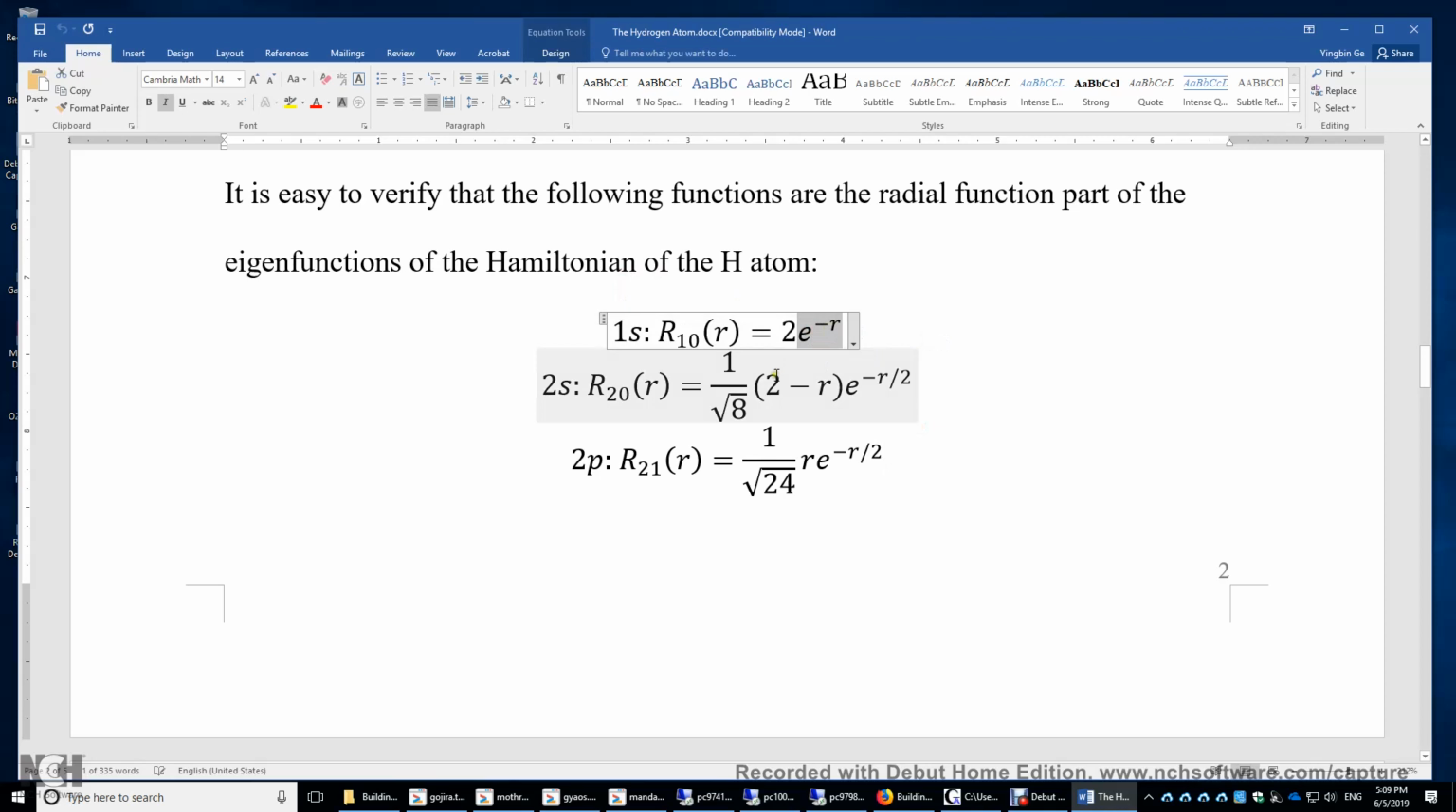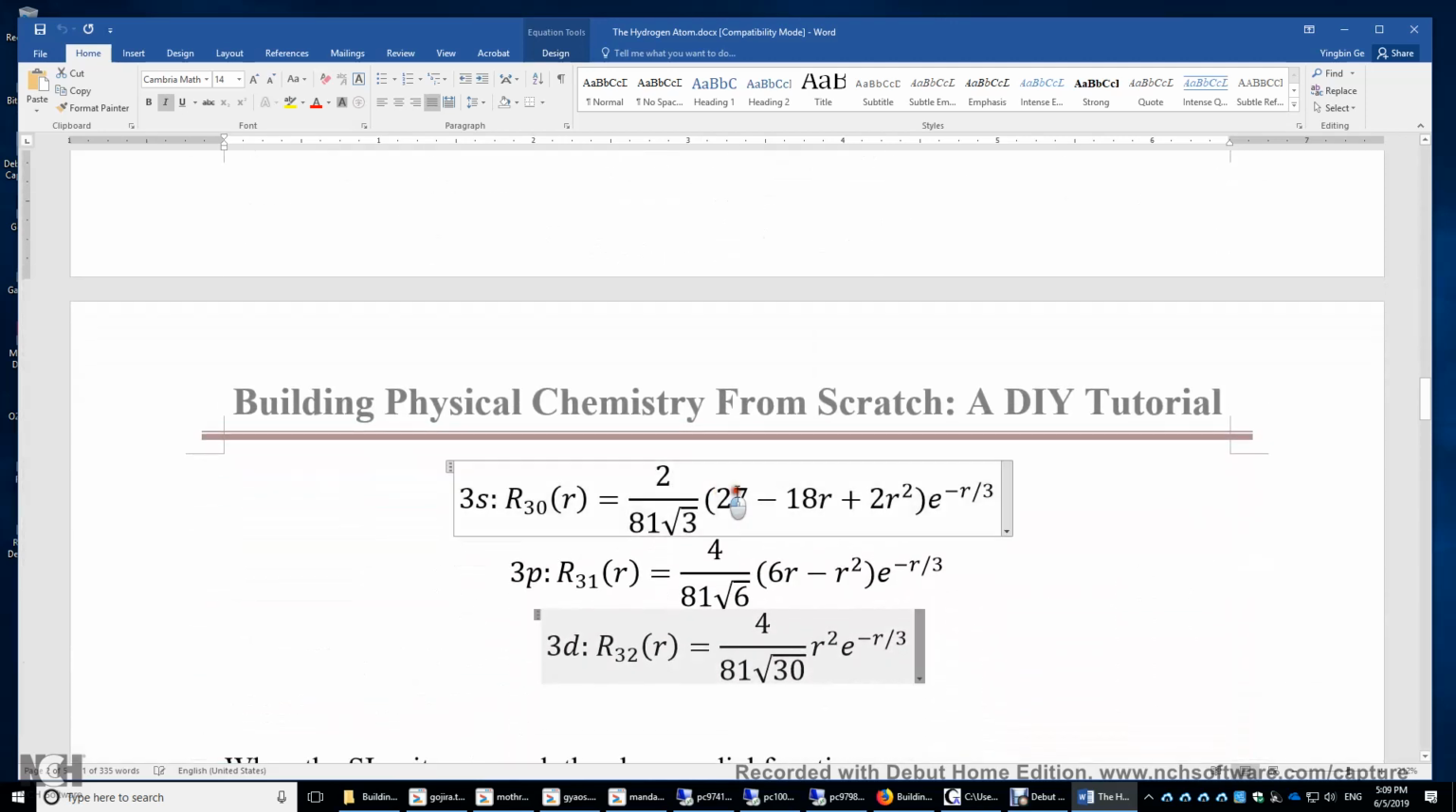And also, we can clearly see where the nodal surfaces are. For the 2s orbital, when r equals 2, there's a nodal surface, and it's spherical. Over here, we see a r, but later we'll see this r will be combined with the angular functions, and you will see the nodal surfaces will be the x, y, or z planes later. Same here for the 3s orbital.